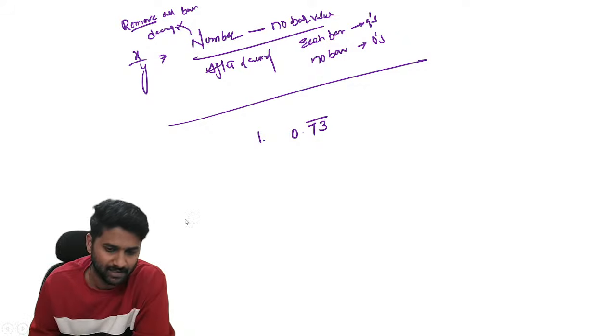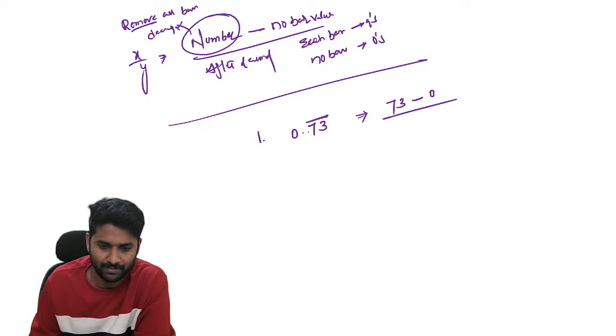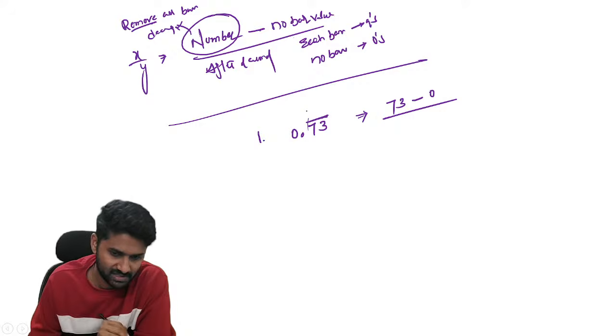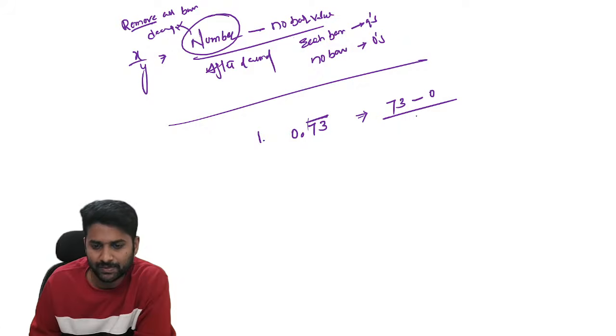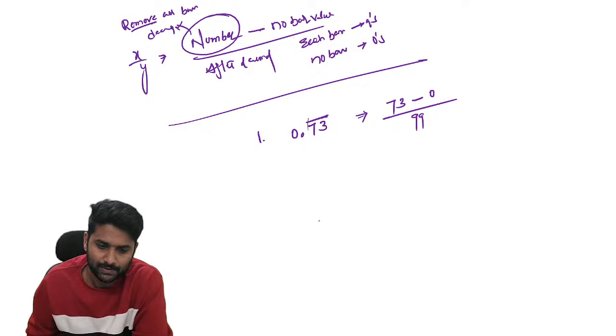0.73 bar. Here, take the entire number according to this data. The entire number is 73, minus the no-bar value. You can see that 73 has a bar value and there is no no-bar value, so the subtracted no-bar value is 0, divided by the denominator after the decimal. Each bar value represents nines, and no-bar value represents zeros. Here two values are repeated, so you have to divide it by 99. Don't worry. Let me take another question.